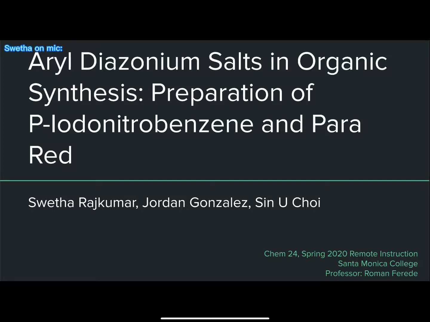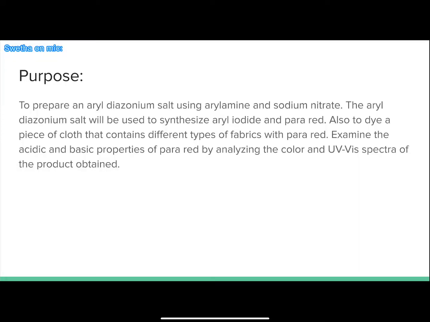Aryl diazonium salts in organic synthesis, preparation of p-iodonitrobenzene and para red. The purpose of this procedure is to prepare an aryl diazonium salt using arylamine and sodium nitrite. The aryl diazonium salt will be used to synthesize aryl iodide and para red.